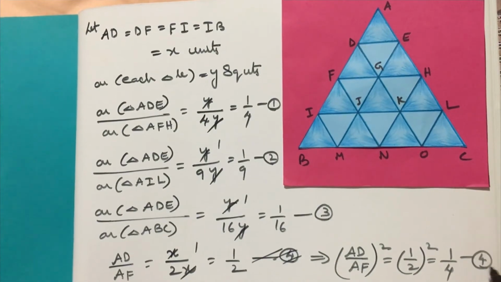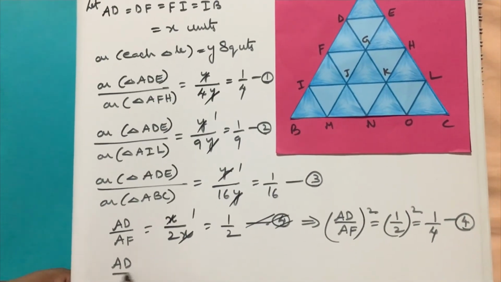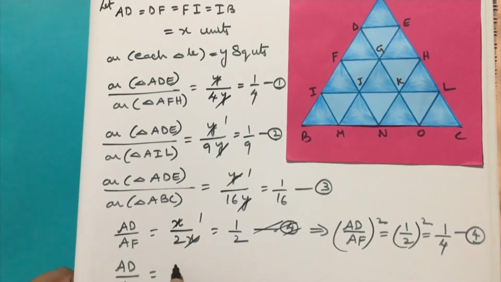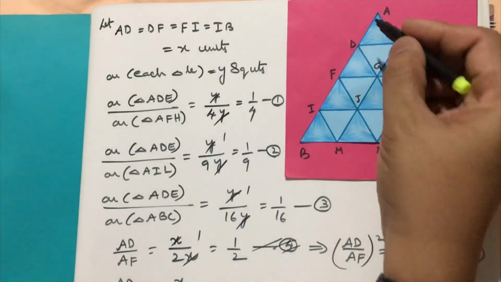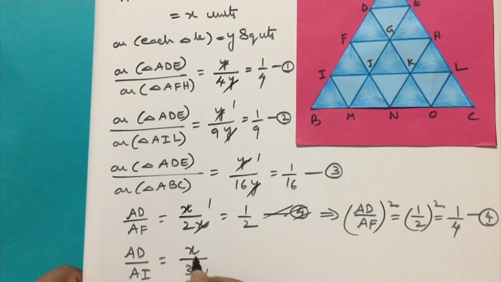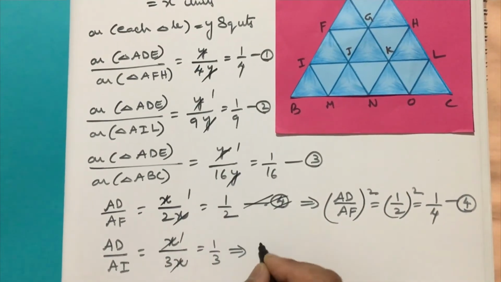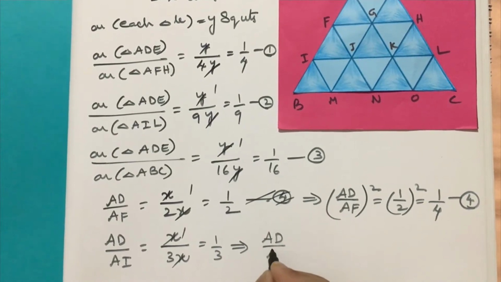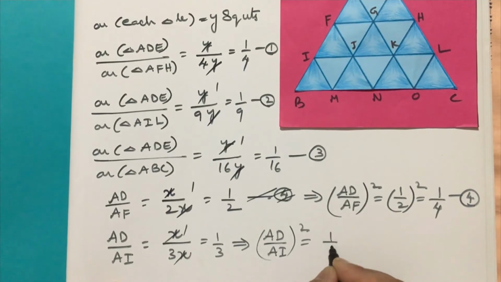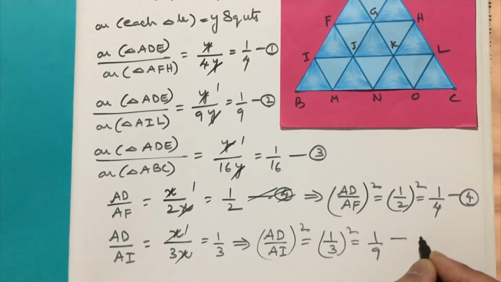Equation 4 I am taking. Coming to this ratio of AD by AI also, let us take it. It is nothing but AD is x and AI is 3 times x. It means here we got 1 by 3. Take the square of these sides, AD by AI whole square, it is nothing but 1 by 3 whole square, which is equal to 1 by 9, equation 5.